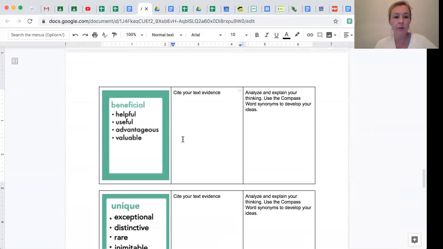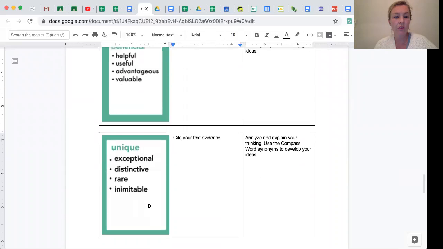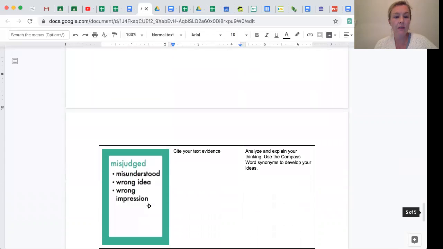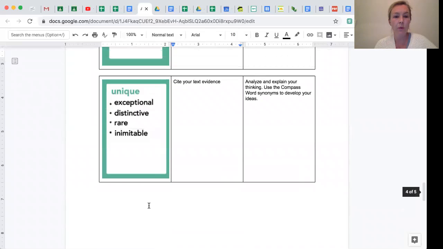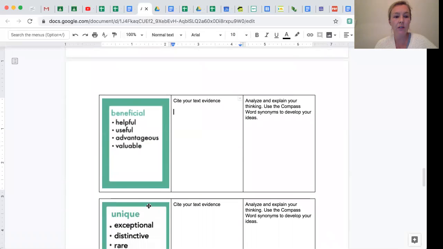Each word that we introduced at the beginning: beneficial, unique, and misjudged. Okay, so one more time, clarifying the instructions. You have this document in Google Classroom. It includes the text, the compass words, and the organizer. You're going to type right in there. You can share a screen with your classmates if you would like.